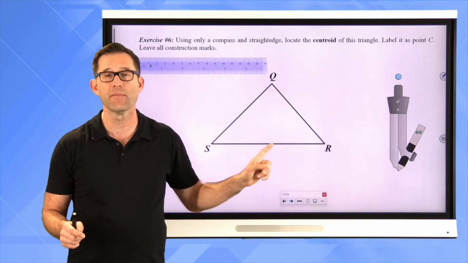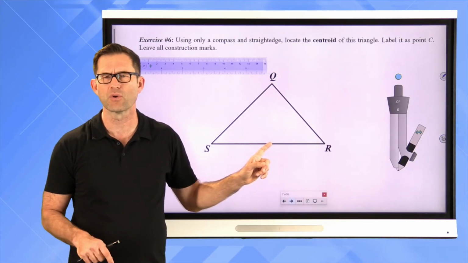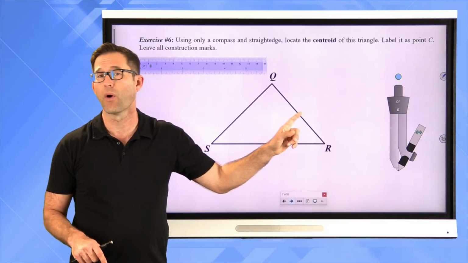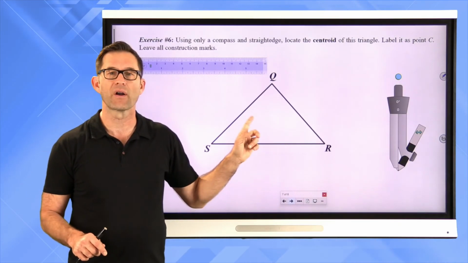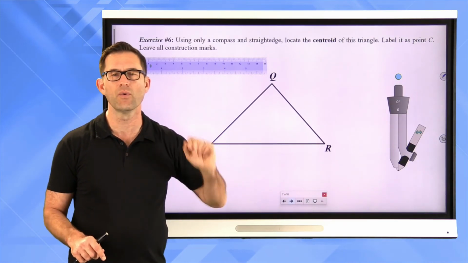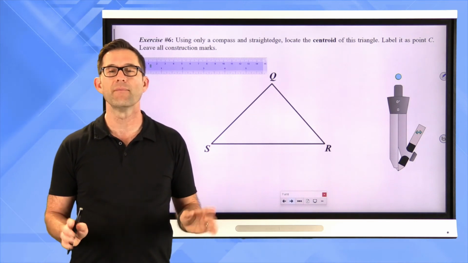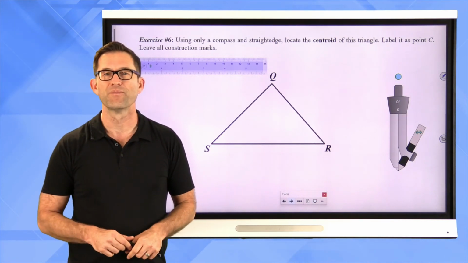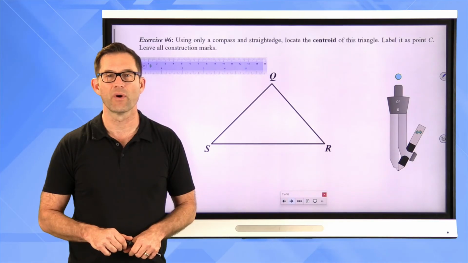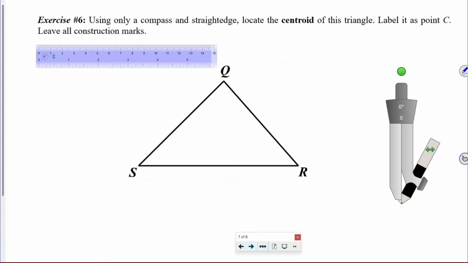So if you like finding the midpoint of SR, I think that one's natural. And then finding the midpoint of QR, great. You want to do SR and SQ, great. You want to do SQ and QR, great. It doesn't matter. Why don't you pause the video now and see if you can locate the centroid of this triangle.